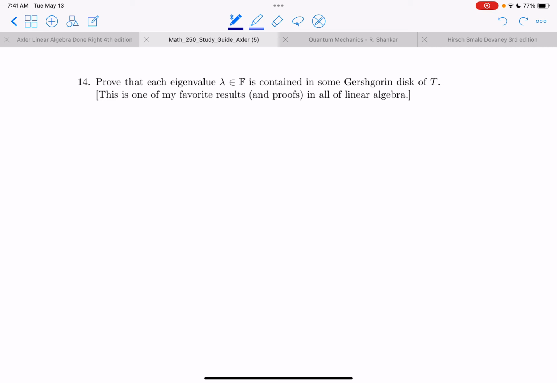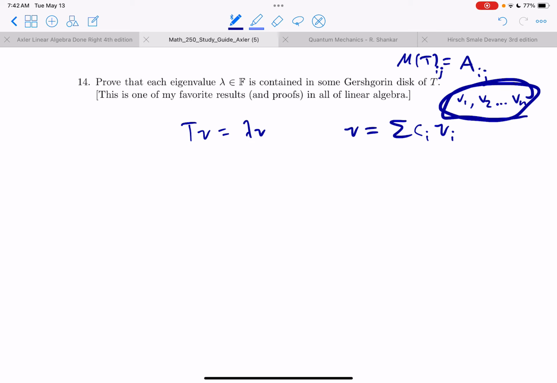Okay, so say lambda is an eigenvalue. Well, then there's some non-zero v with Tv equals lambda v, right? Now, v can be written in terms of the basis that you chose by some c_i's, v_i, okay? We chose some basis, and we wrote down the matrix of T in that basis. Let's call this matrix A. So it has entries a_ij, and it's from this basis v1 through vn. These don't have to be eigenvectors. They can be any basis at all. This is so powerful.